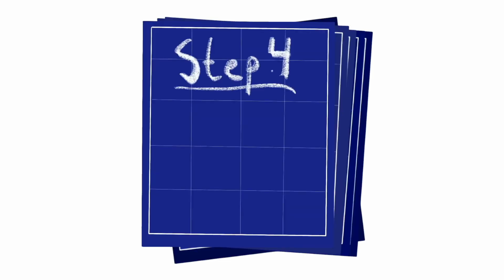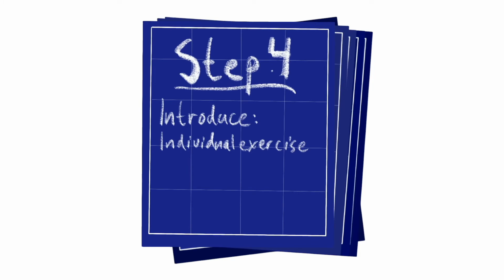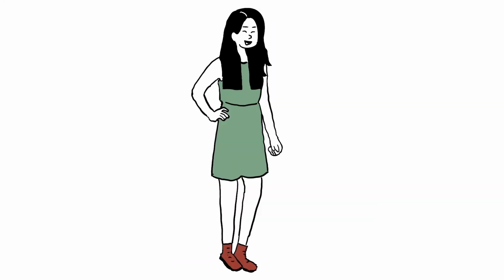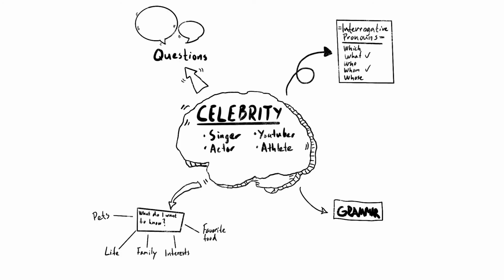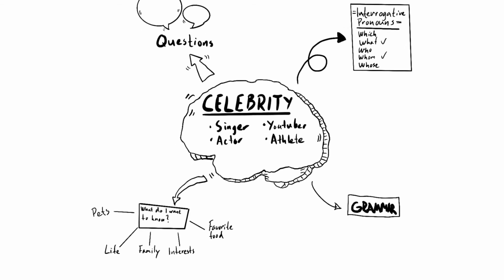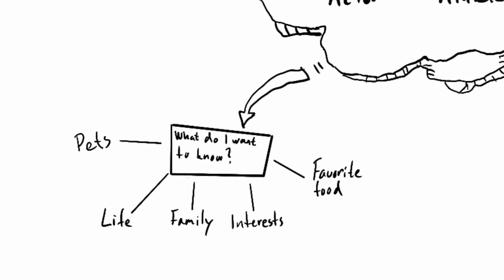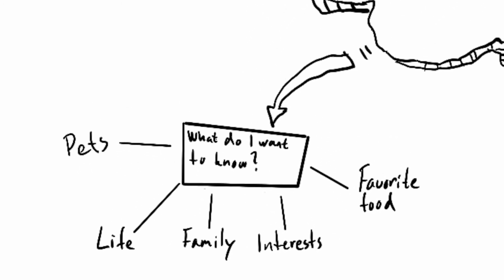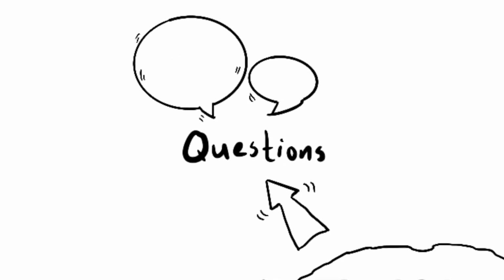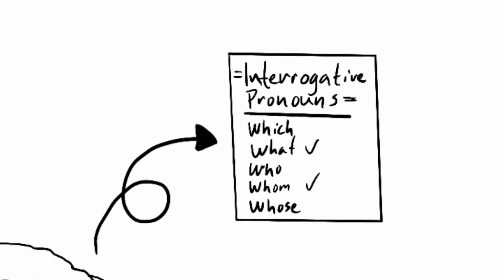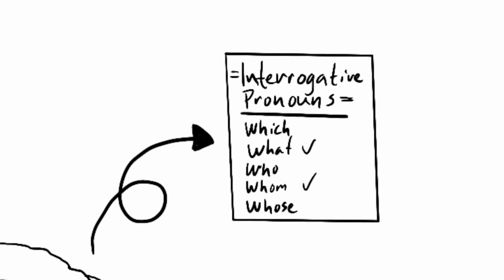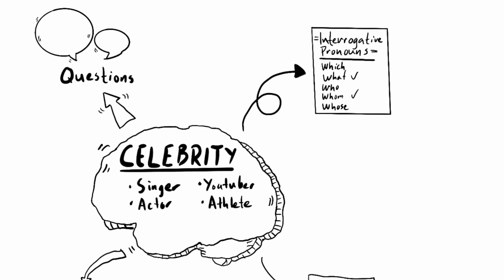Step 4. Introducing an individual exercise. Duration 10 minutes. At this step, we introduce an exercise where they get to prepare for their celebrity interview. We start off by doing this together on the board so that the pupils will get the idea behind their exercise. We choose 5 different areas that we as an interviewer are curious to know more about. We then form our questions using the interrogative pronouns, and we must use all of them at least once in our mind map creation.